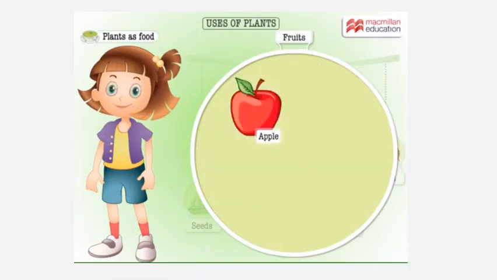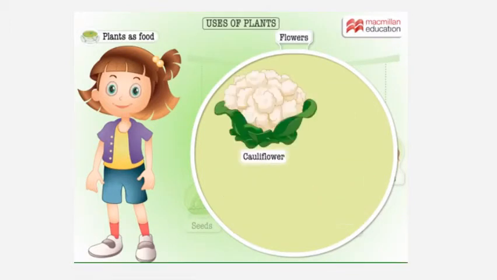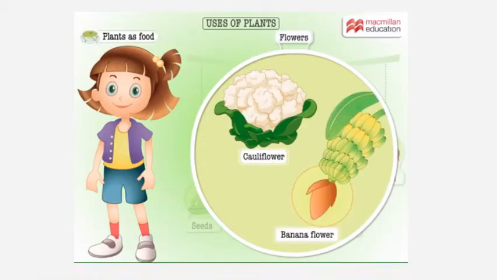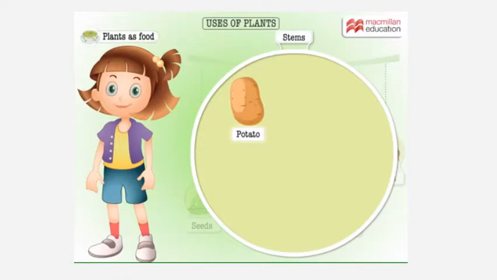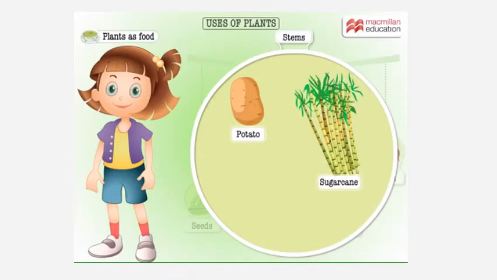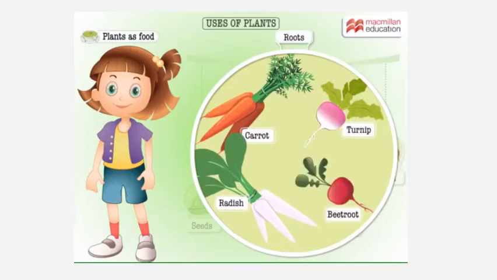Apple, capsicum, tomato, and banana are fruits. Yes, the cauliflower is a flower. We also eat the banana flowers. These leaves are very good for us. Cabbage and spinach. Potato is a stem vegetable. So are sugarcane and asparagus. Carrot, turnip, radish, and beetroot. These are the root vegetables.